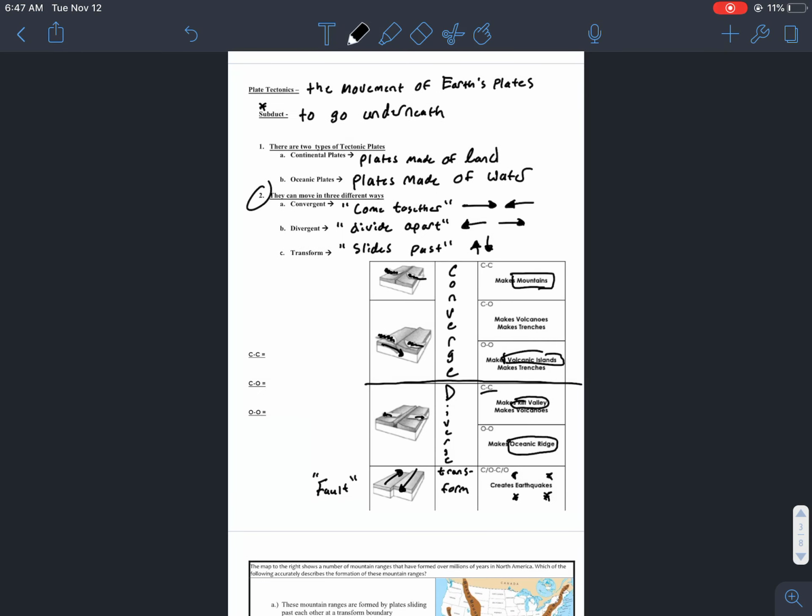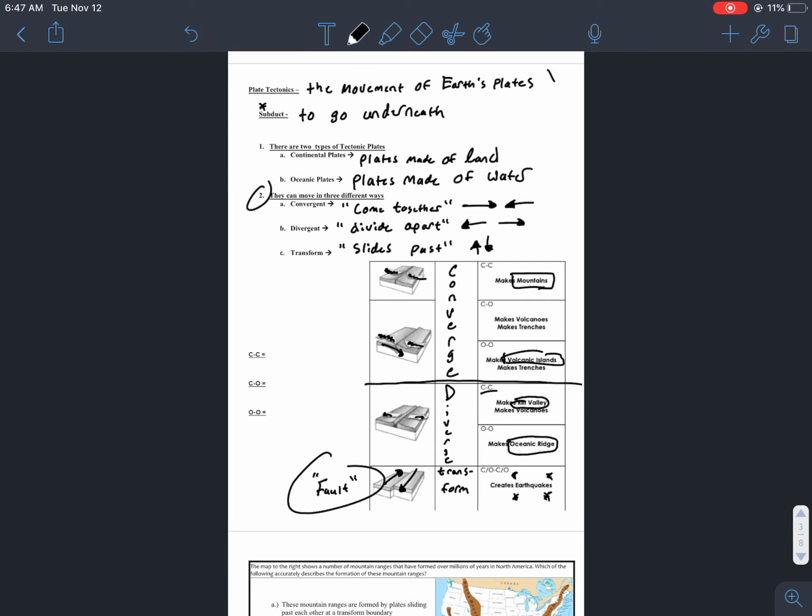To review, we talked about plate tectonics being the movement of Earth's plates. Subducting means to go underneath. Continental plates are made of land. Oceanic plates are made of water. Convergent means to come together, and that forms mountains and volcanic islands. Divergent means to divide apart. That forms valleys and ridges. And transform means to slide past. That forms earthquakes, also referred to as faults.